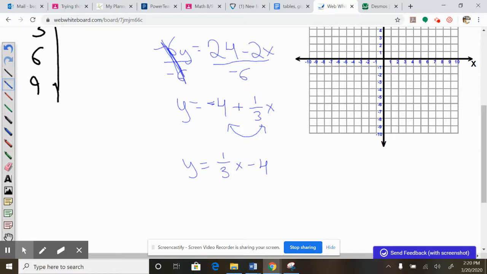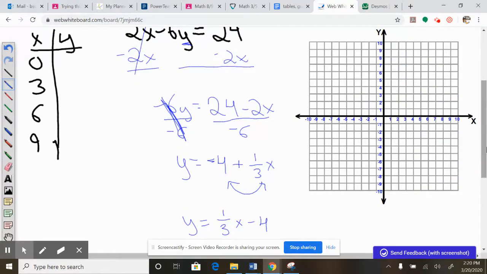Now, that's super helpful. When I have something in slope-intercept form, it's the easiest way to graph it, because I can look at this and I can say, I know the y-intercept is negative 4. I know I can start right there on my graph. I can also say, if the slope is 1/3, then to get to my next point, I'm going to go up 1 and over 3 and make a point there. Up 1 and over 3, make another point here. Up 1 and over 3. And my line's going to look something like this.